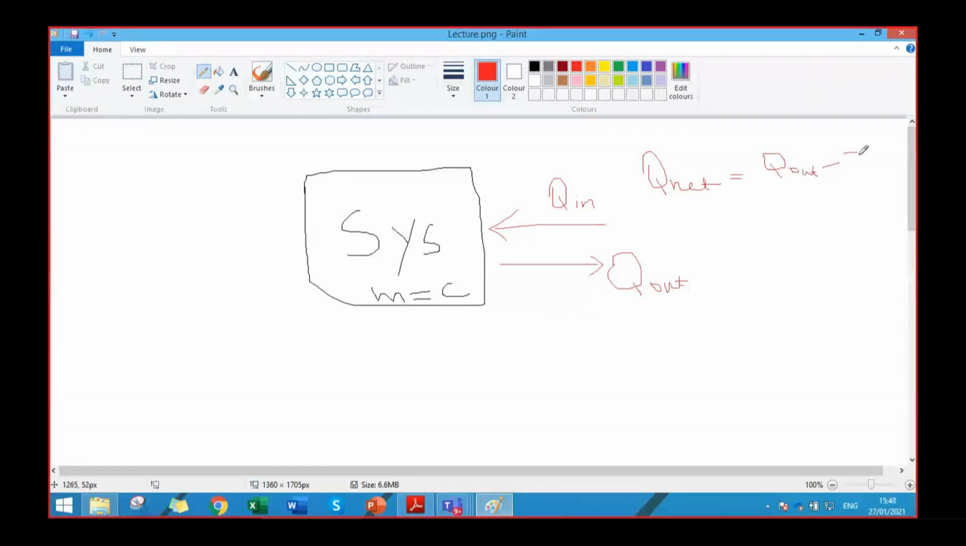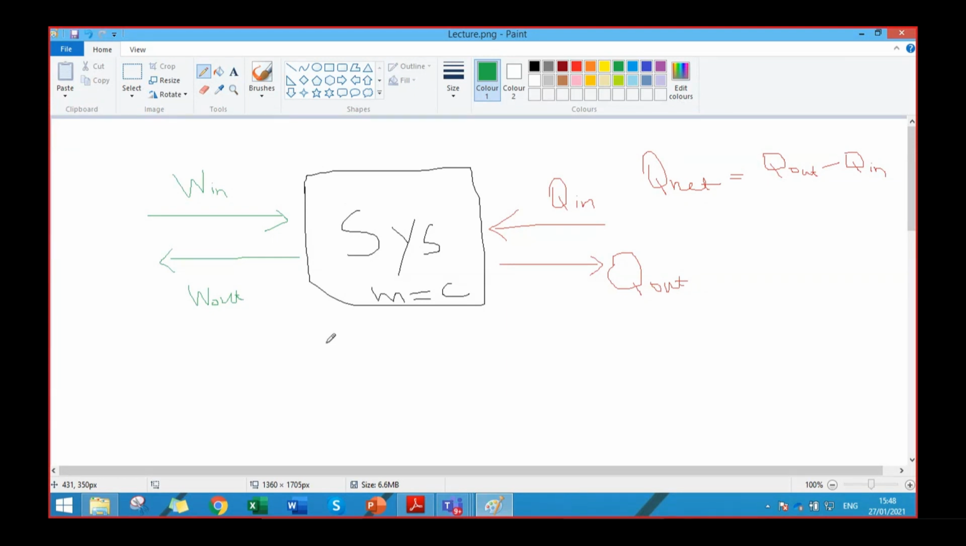Similarly, the other interaction with the system is the work interaction. So work can be done on the system, that is work in, and work can be done by the system. Which is positive and which is negative? Work in is positive. Negative. Yes, which work is positive and which work is negative? So work in is negative and work out is positive.